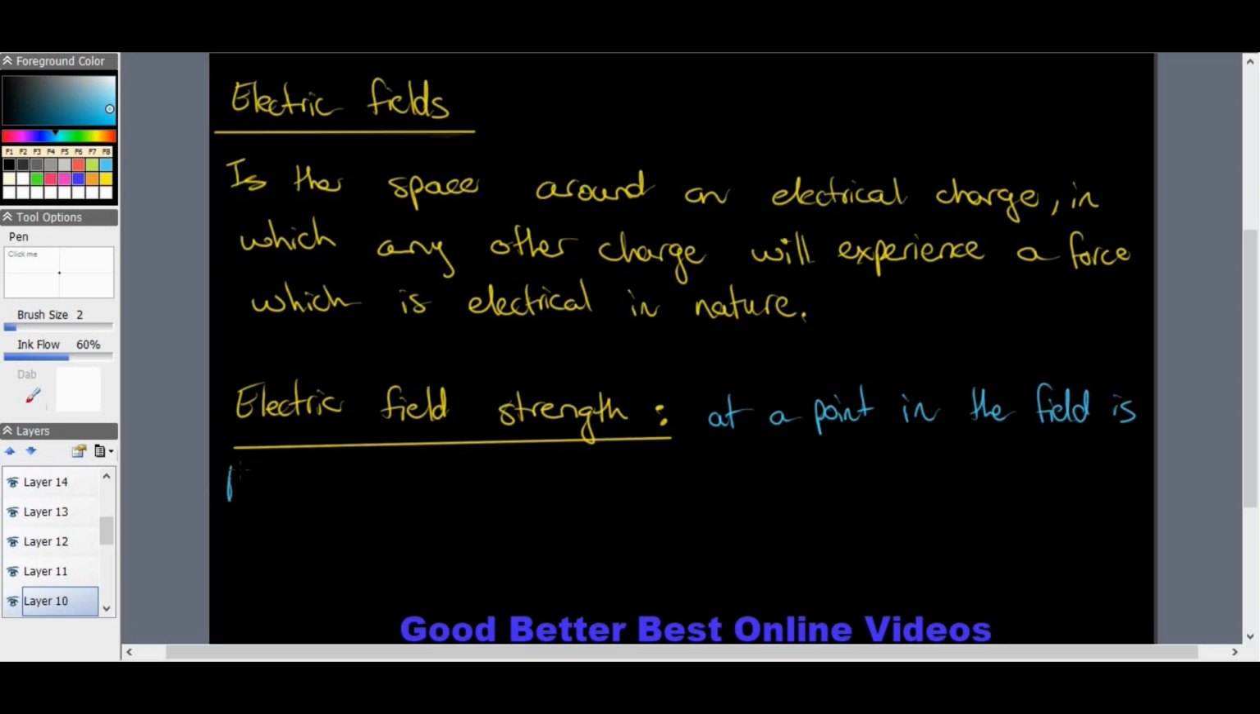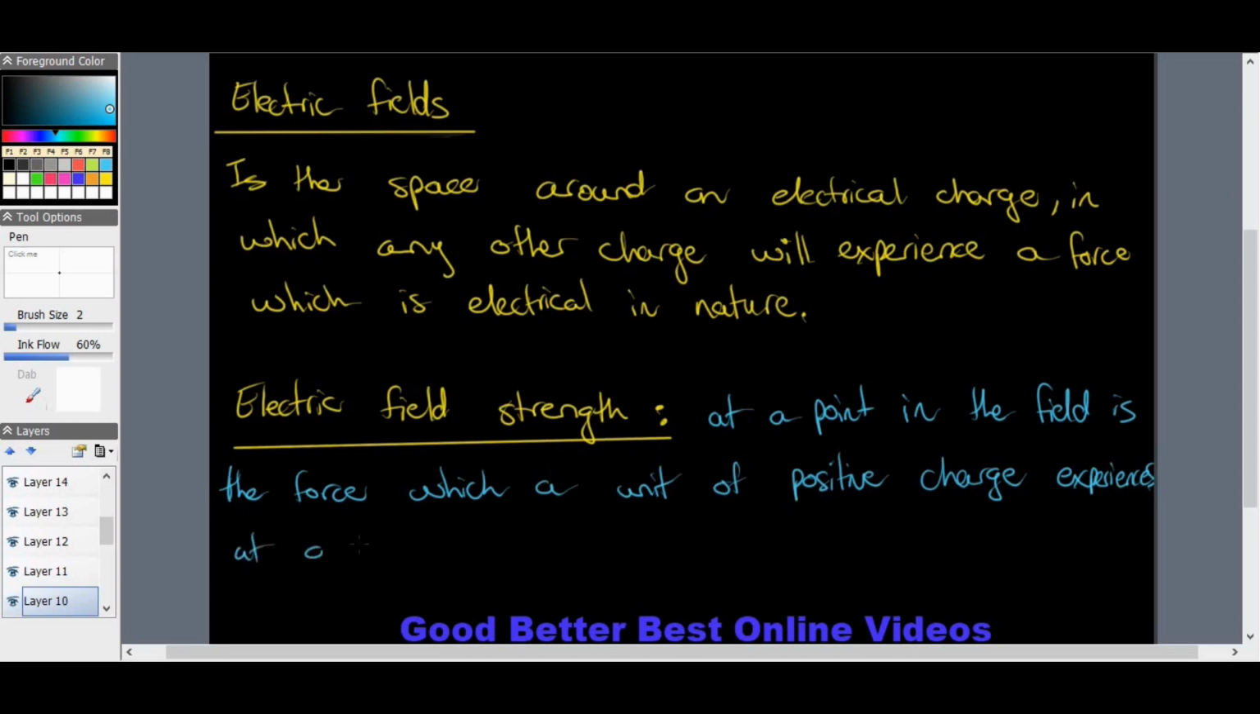It is the force which a unit of positive charge experiences at a point. Electric field strength at a point in the field is the force which a unit of positive charge experiences at that point. So it should be that point. So it'll be at that point. Which is defined by the following formula.